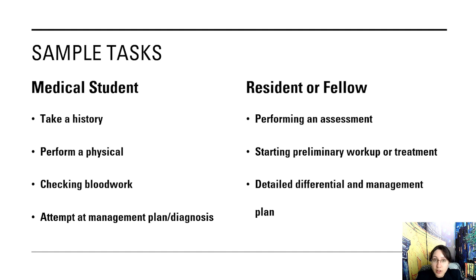Now, a resident or a fellow, they should have obviously a bit more narrowed skills towards your discipline, given that they're probably doing some specialty related to it, if not that specialty in particular. They should be able to perform an accurate assessment of the patient, depending on the field, depending on the setting, starting preliminary workup or treatment, and you would expect a much more detailed differential and management plan with more accuracy as well.